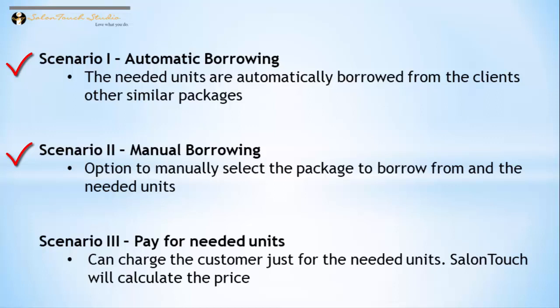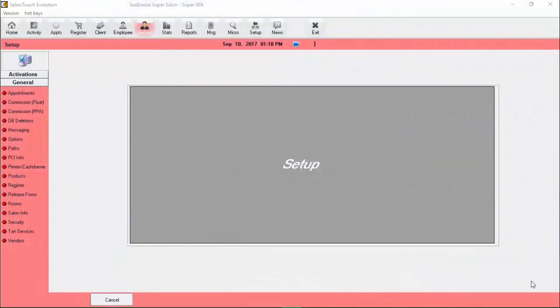Now there's one more scenario we're also going to look at. If we set up a service so that there's a needed units price set in there, and we'll see how that is done, then in the case where a customer doesn't have any other packages from which he can borrow, SalonTouch will calculate the price needed to use that room. It will take us to the register, the customer pays for that particular session, and they can tan. So let's go through some examples and we'll clarify everything as we go along the way. So relax and let's begin.